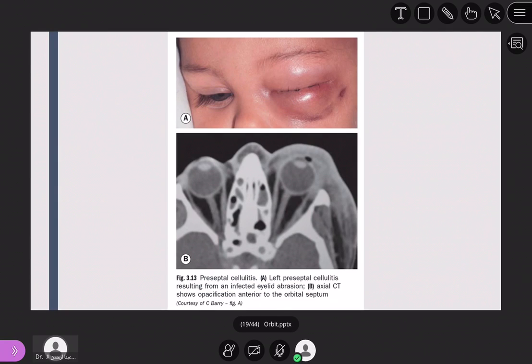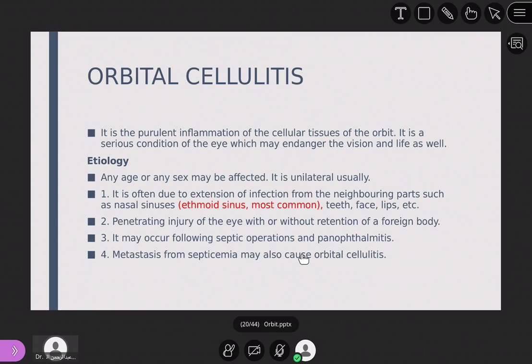This is how it looks. This is preseptal. Here we have an axial CT. This axial CT scan shows opacification anterior to the orbital septum. So the inflammation is clearly here only. This is the orbit. It looks very clear. Nothing here. Nothing. Inflammation is only in this area, which is anterior to the orbital septum, the eye. While the orbit looks very clear, so it's extraorbital inflammation.